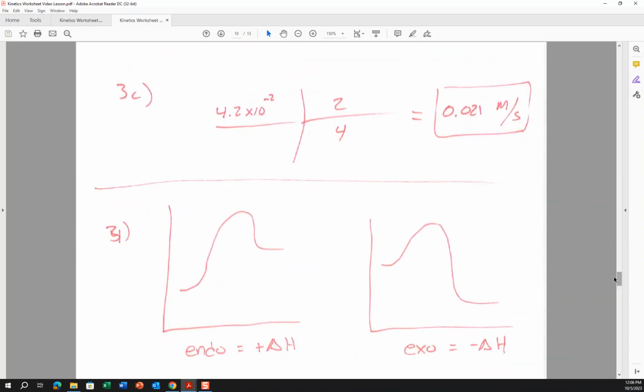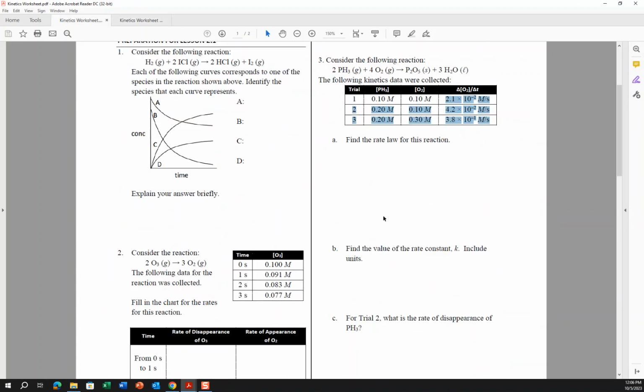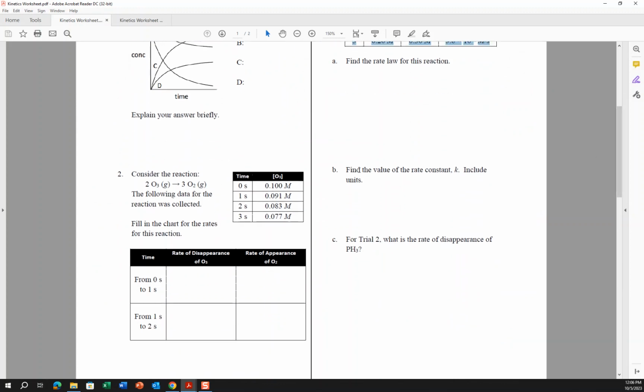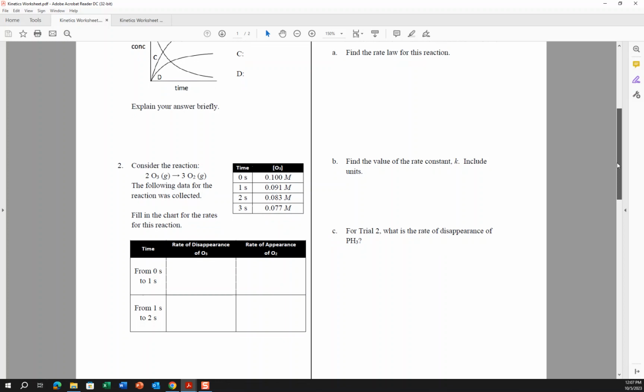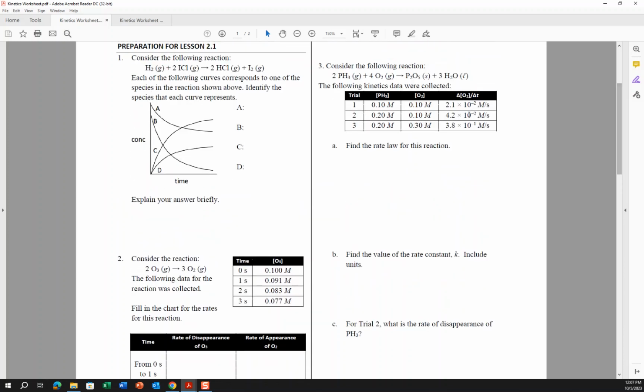All right, so that's K, and that's the units of K. Now, for trial 2, it asks, what is the rate of disappearance for pH 3? So all we have to do is see what we were given. This is the rate of disappearance for O2. We would say disappearance for reactants. And it's asking for the rate of disappearance for pH 3. Well, in trial 2, this is the rate of disappearance for oxygen. So all we have to do is take that rate and multiply it by 2 over 4, and that will give us the rate of disappearance for this thing.